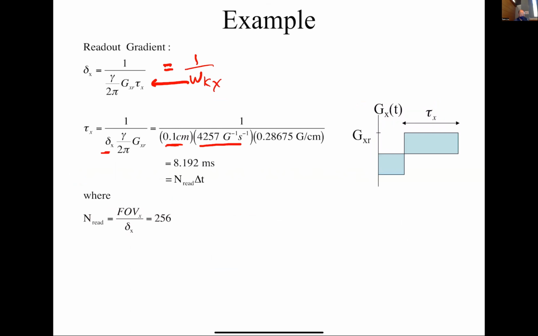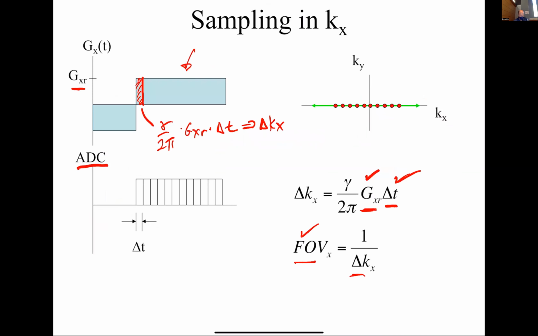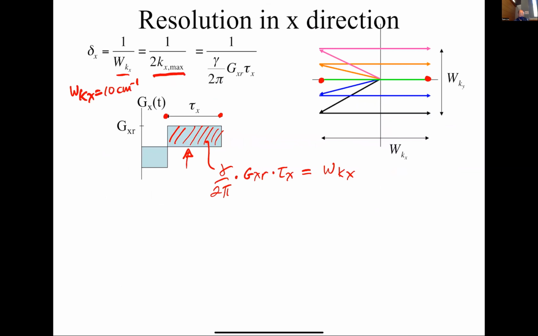Gamma over 2 pi is just given to us. Sorry, this should be Gauss. Okay, and then this is what we got previously. So we just plug and chug, and we end up with tau sub x equals 8.192 milliseconds. Okay, and it turns out that this is equal to n read times delta t, where n read is FOV of x over delta x, which is 256. So this equals 256 times my, what was delta t again? 32 microseconds.